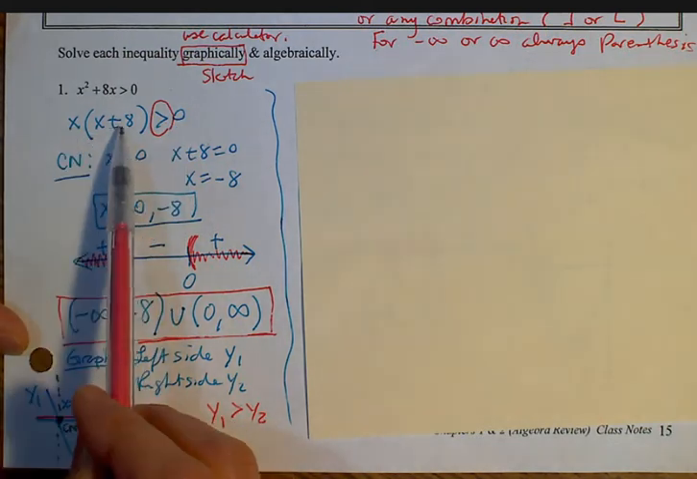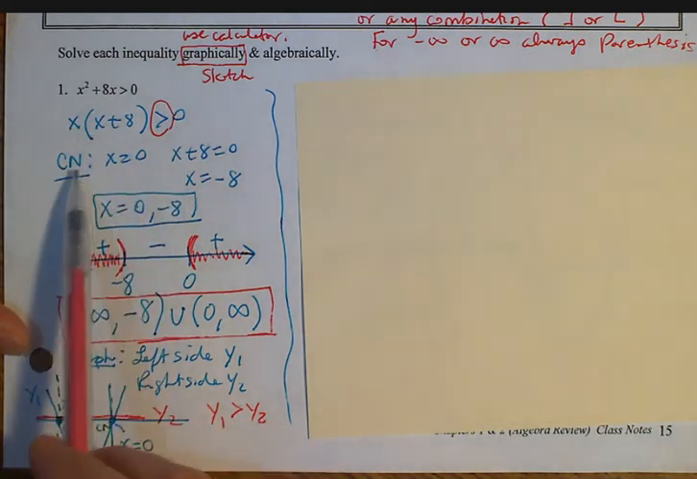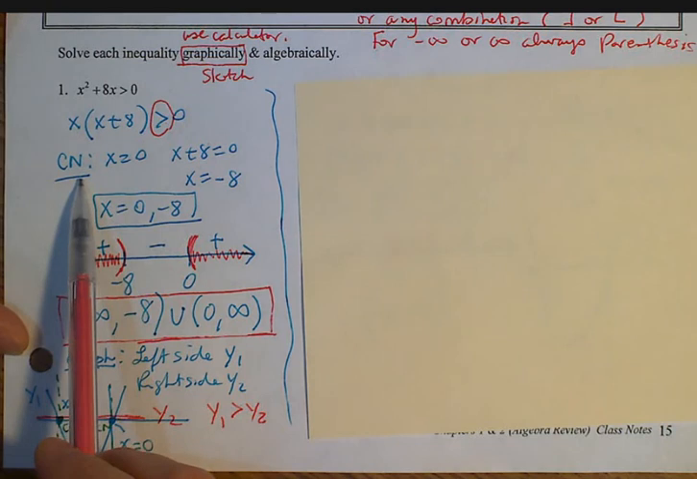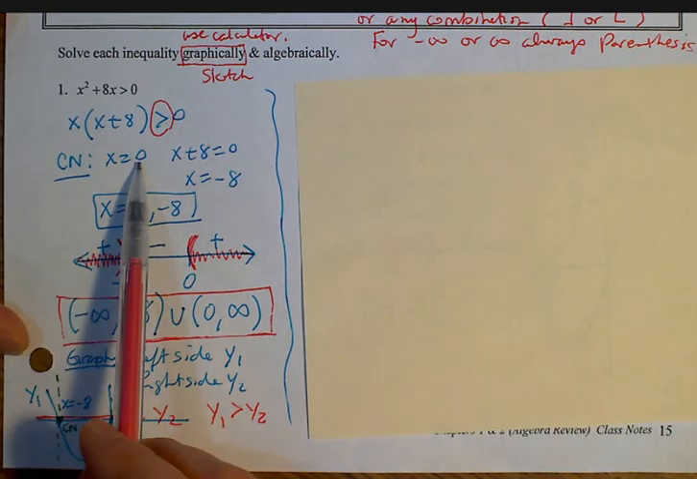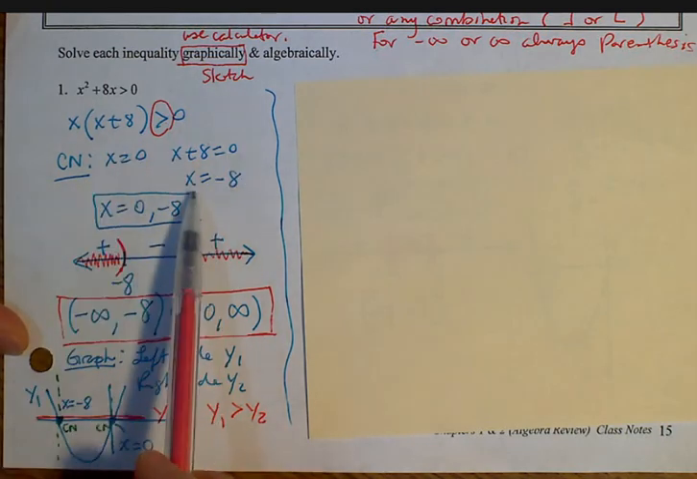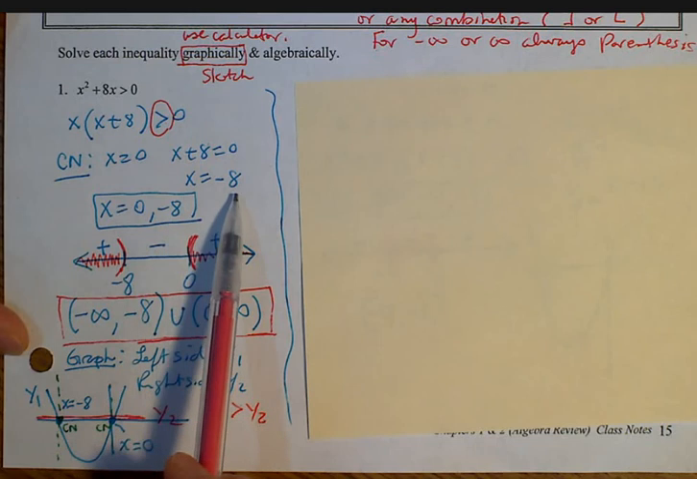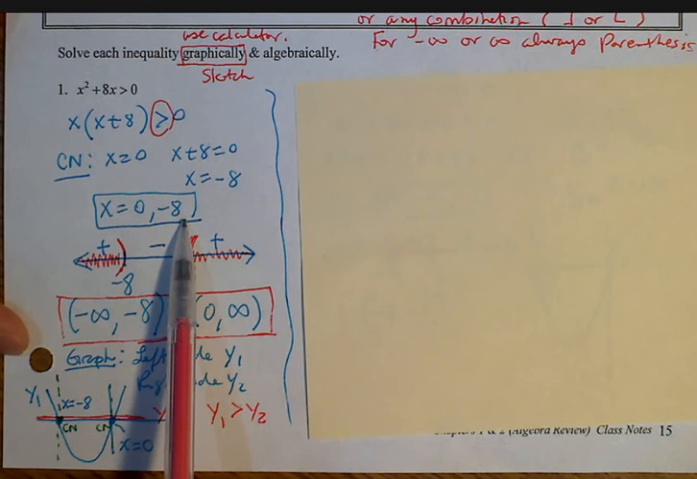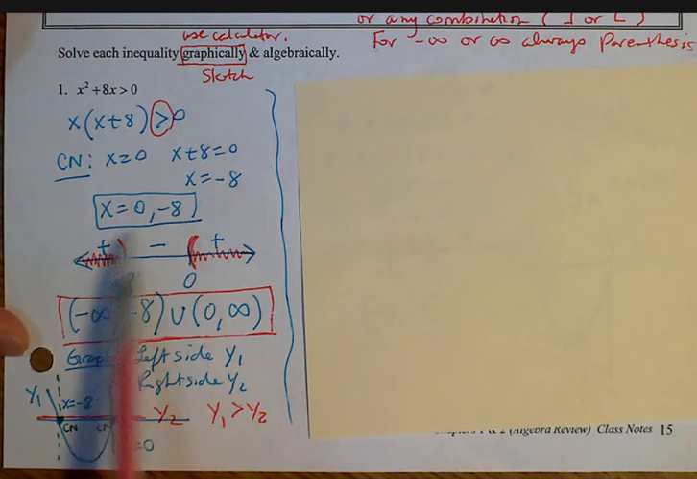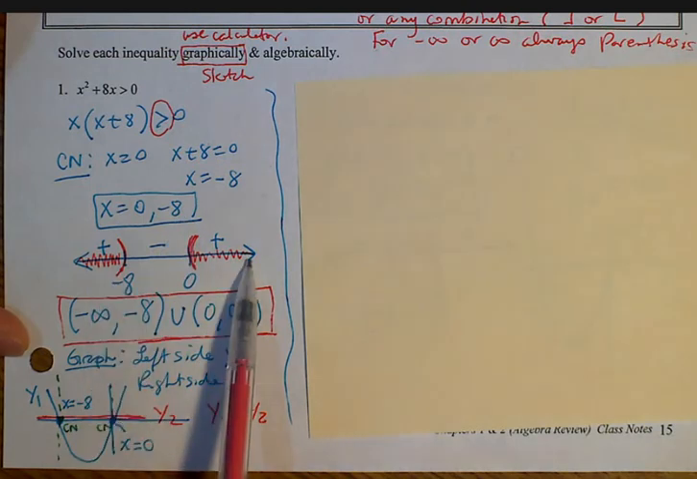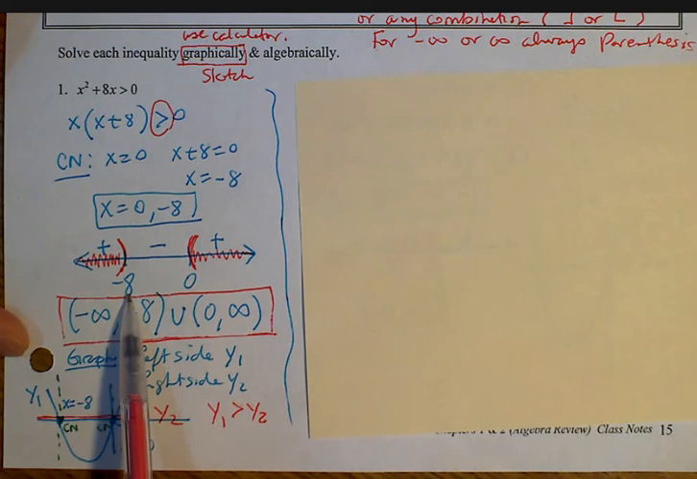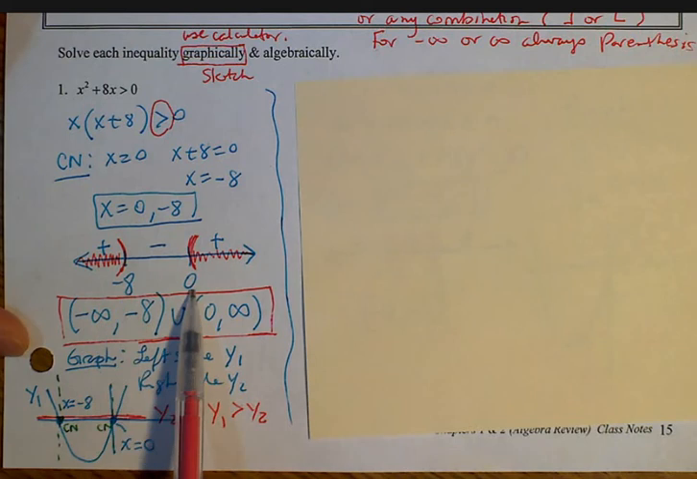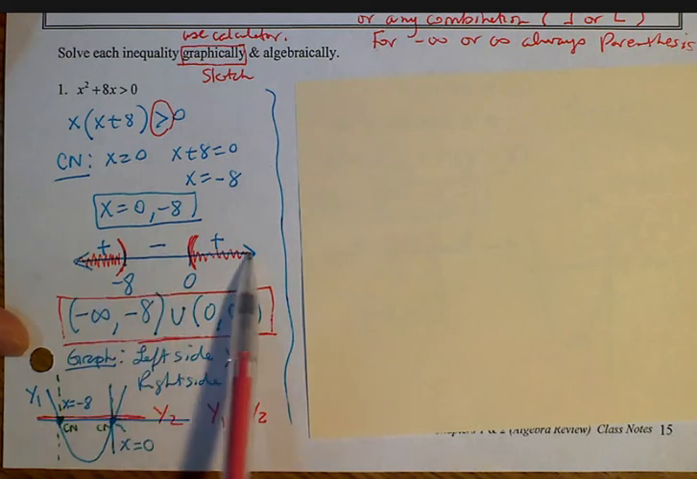So I look at where this is equal to 0, so I'm finding my critical numbers, and that would occur at x is equal to 0, and x plus 8 is equal to 0, so x is equal to negative 8. So my critical numbers are at 0 and negative 8. So I've gone through the second step. The third step is to draw a number line, and I'm going to put in my critical numbers of negative 8 and 0, and then I'm going to do my test numbers.